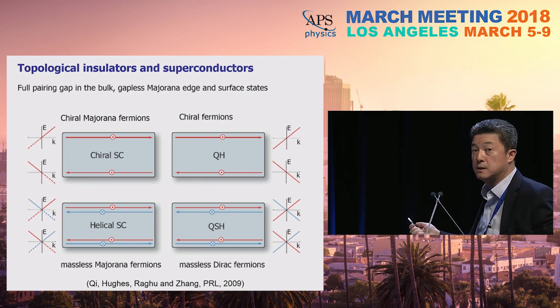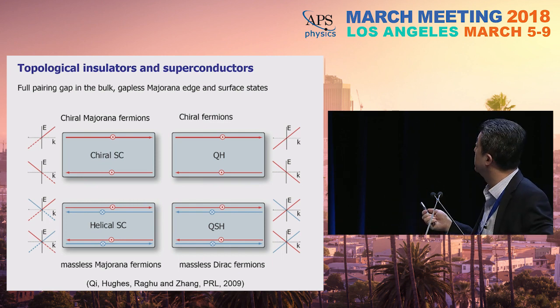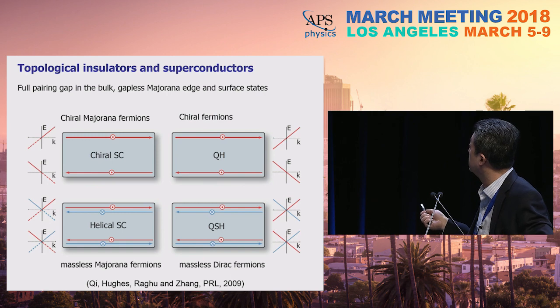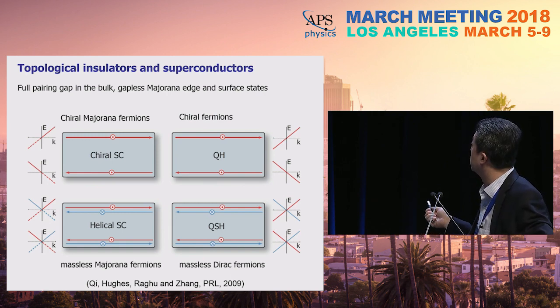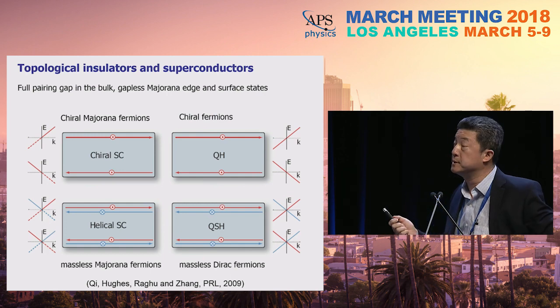effect, which is a system that preserves time reversal symmetry, and it's fully insulating in the bulk, but has gapless edge states, but this time with both branches, both the forward propagating branch on one edge and the opposite propagating branch in the opposite edge.